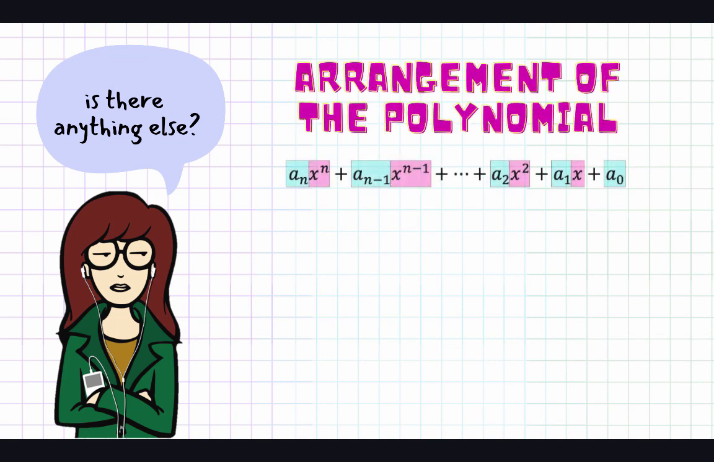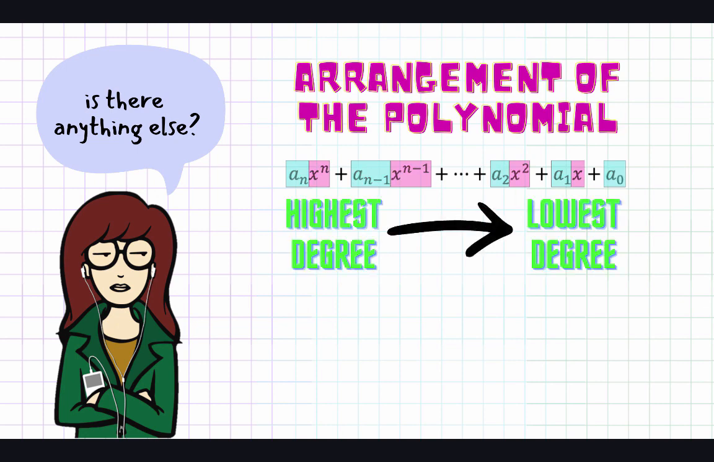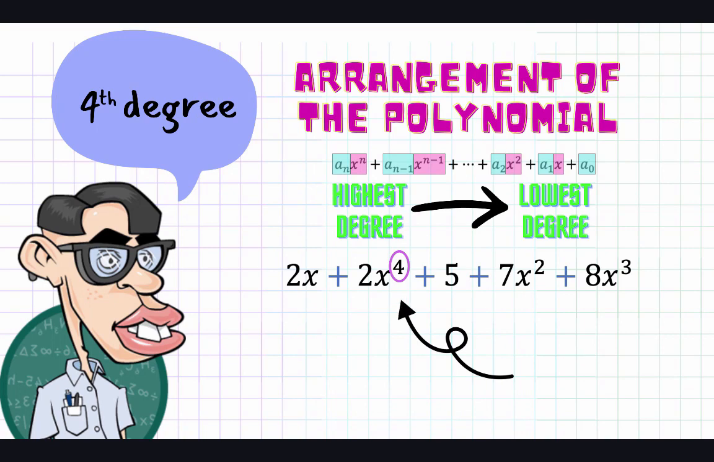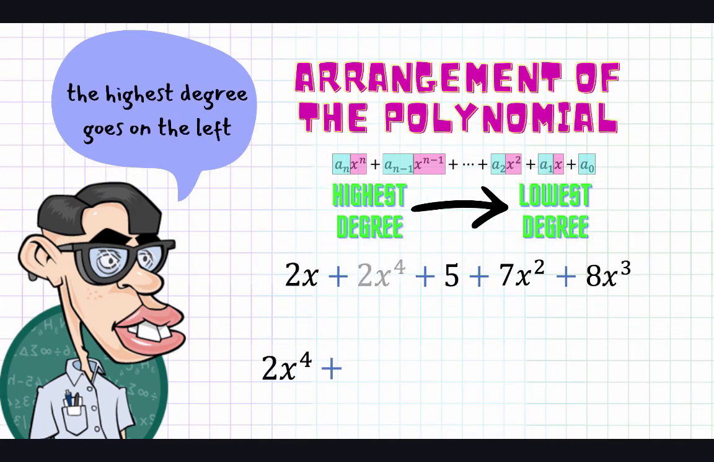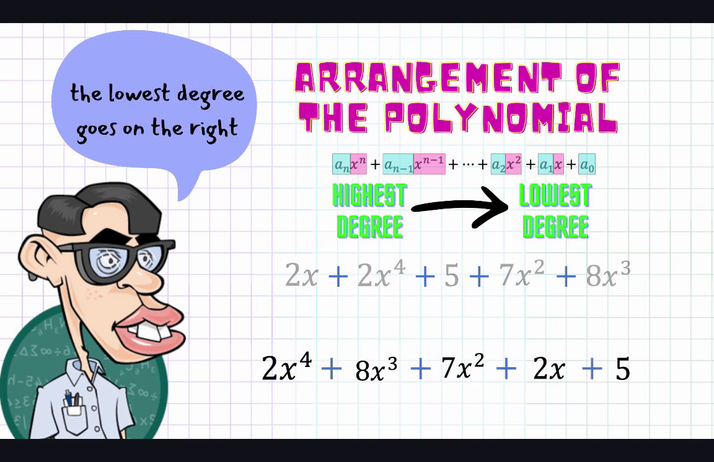When arranging terms in a given polynomial, mathematical convention states that we should arrange its terms in order from the highest degree to the lowest. For example, this polynomial, which has 5 terms, should be arranged so that the highest degree term is on the left and the lowest degree term is on the right.